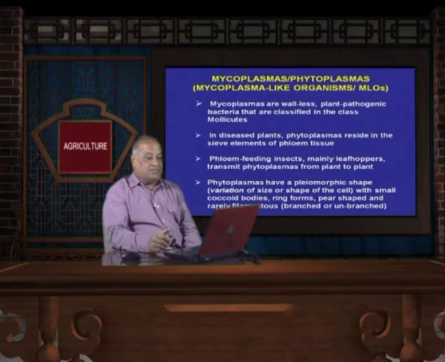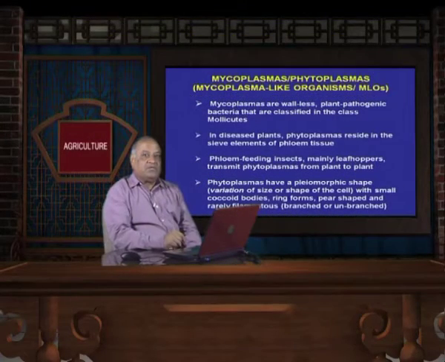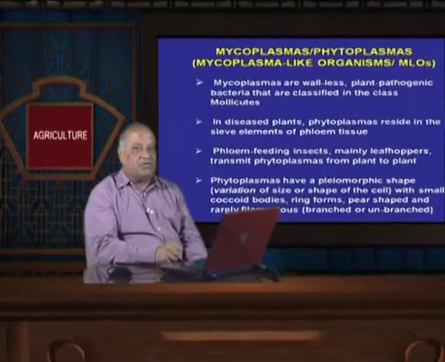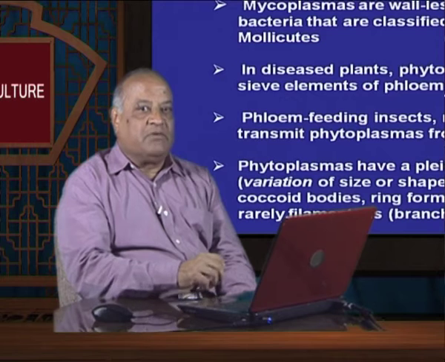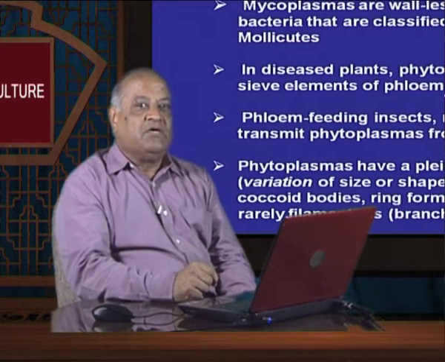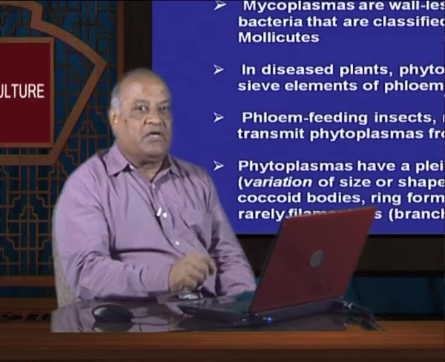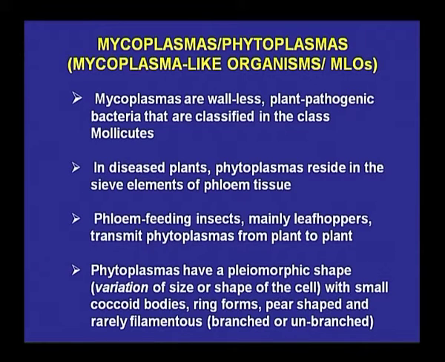They are wall-less plant pathogenic bacteria, and the disease-causing organisms reside in the sieve elements of the infected plants, because in the vascular bundles of the plants there are xylem and phloem. These are the vascular conduction tissues, and phloem has two types of components, that is companion cells and sieve tubes. So, these mycoplasma reside in the sieve tubes only, they are confined to the sieve tubes, and phloem feeding insects, mainly leaf hoppers, transmit phytoplasmas from plant to plant.